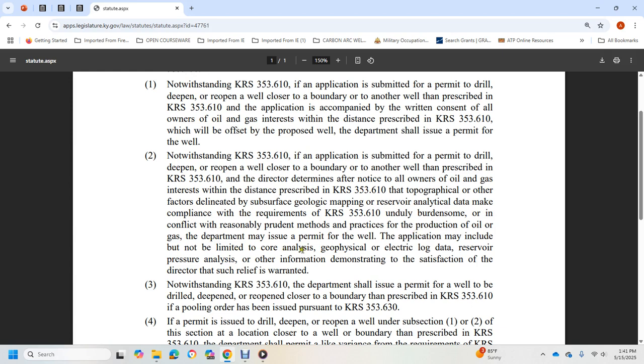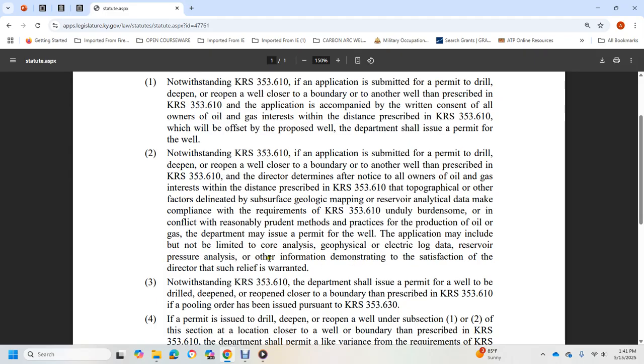The applicant may include, but is not limited to, core analysis, geophysical and electrical log data, reservoir pressure analysis, and other information demonstrating to the satisfaction of the director that such relief is warranted.